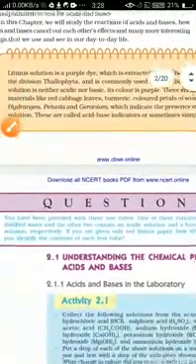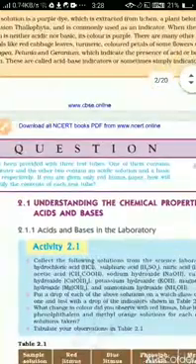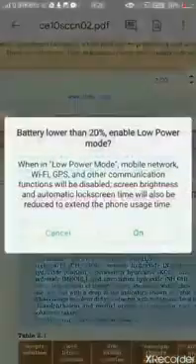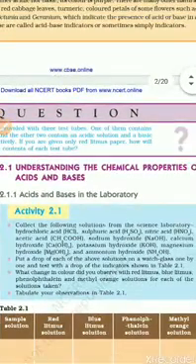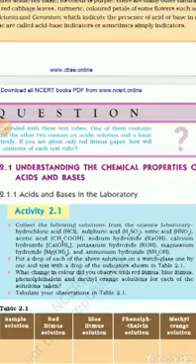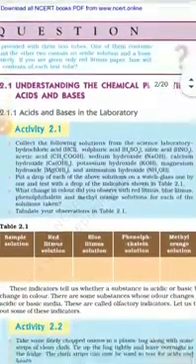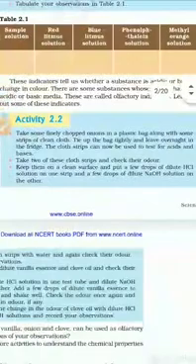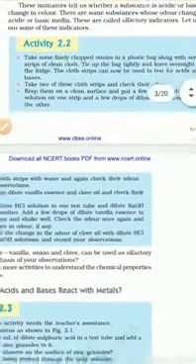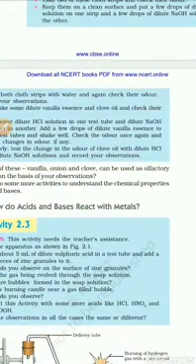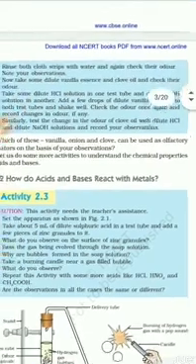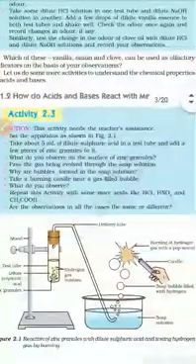Now in this chapter we learn and understand the chemical properties of acids and bases. In chemical properties, first we discuss how an acid and base react with metals. So first, to understand this, we perform an activity.